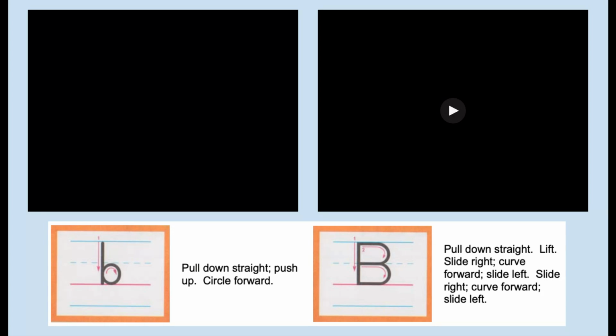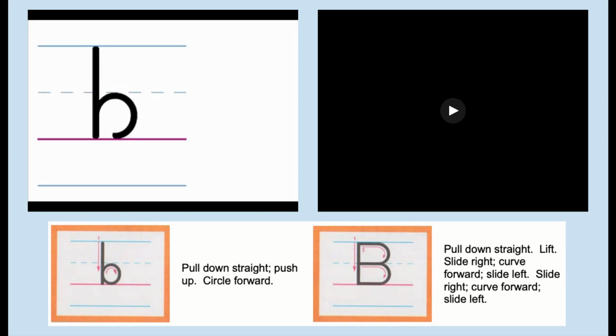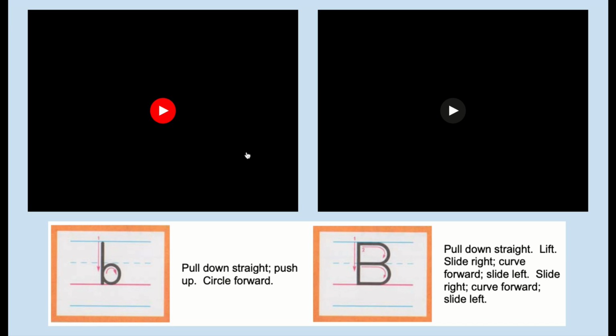Now let's practice forming the uppercase and lowercase b. Get your paper and pencil ready for after we watch the video. Ready? Lowercase b. 1. Pull down straight. Push up. Circle forward. Lowercase b. All right, pick up your pencil and let's practice forming the lowercase b along with the video.